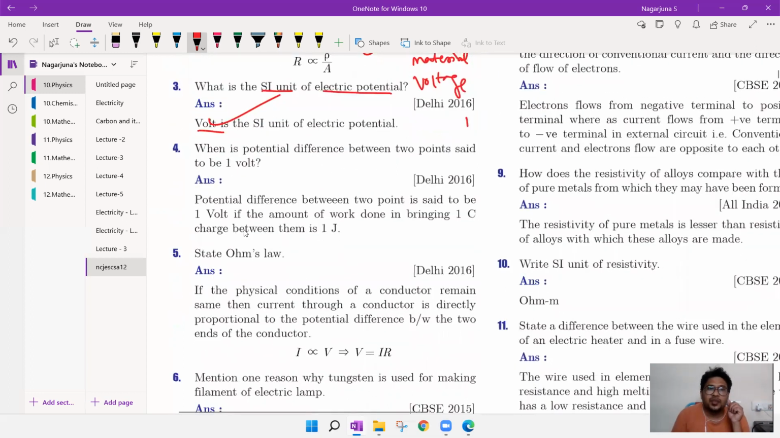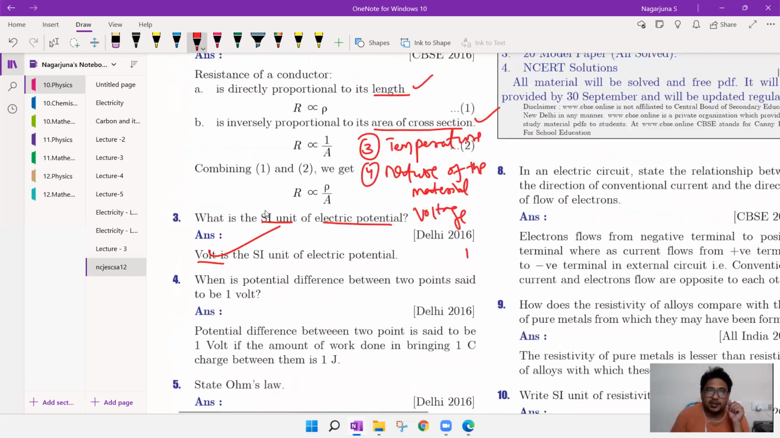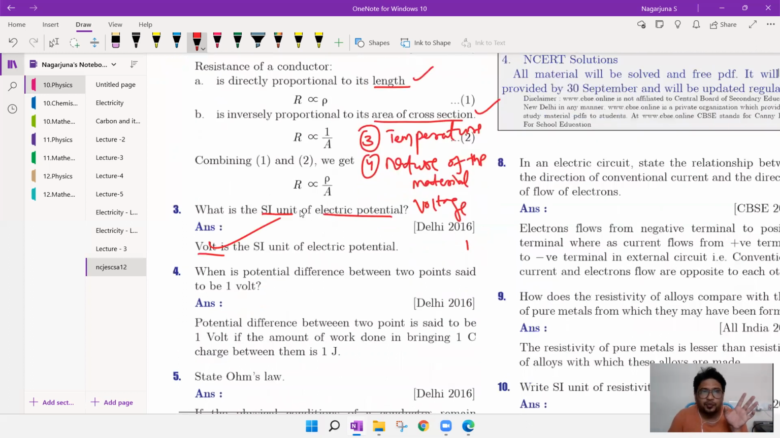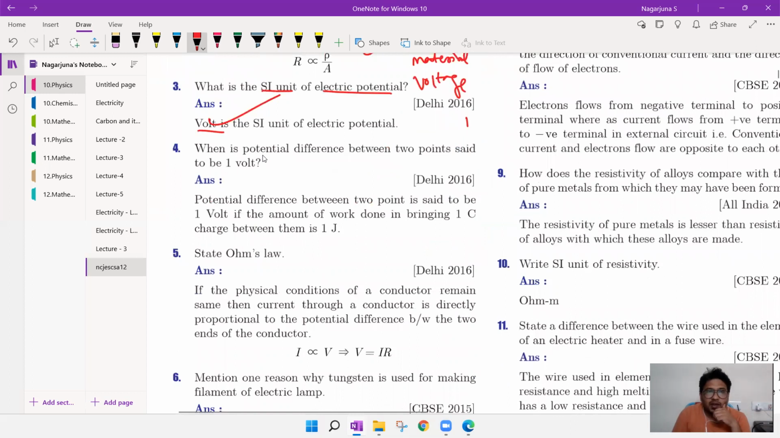In the second question also, they have asked to list any 2 factors. You just have to list 2 factors, that's it. They are not asking you to say it is directly proportional to length, so length is one of the factors, or that resistance is inversely proportional to area of cross section, so area of cross section is another factor. No need for all these. Fourth question: when is the potential difference between 2 points said to be 1 volt?